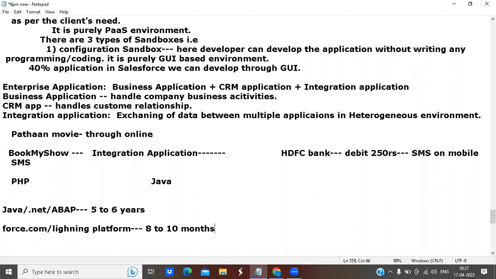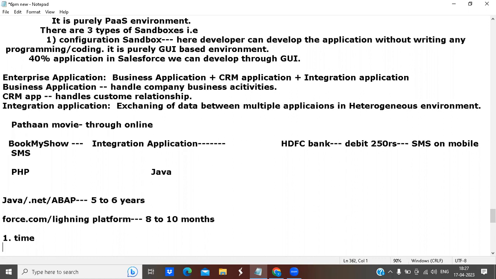Tell me, from the client's point of view, which is better, guys? Java or .NET, or Salesforce? Salesforce is better. Why? It takes minimum time to complete, so the client's time is saved. The second advantage is what? Project maintenance cost is reduced. Yes, project maintenance cost or development cost.